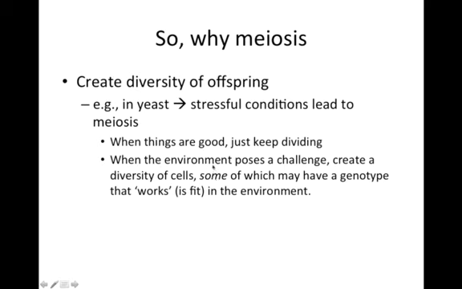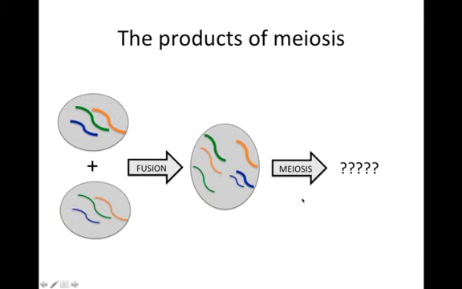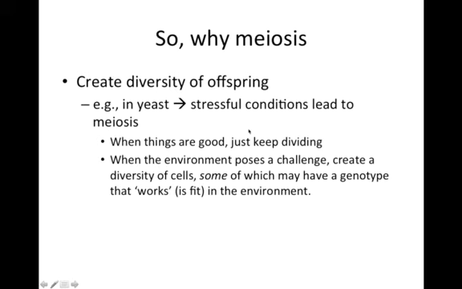But when some challenge has arisen, when there's some stress, when the environment is posing a challenge, then it might be a good strategy to try to create a diversity of cells, a diversity of offspring, in hopes that some of these offspring may have a genotype, a combination of genes, that is fit in this environment. So under these circumstances, it makes sense to do this recombination to create a diversity of progeny. So this all fits with our notion that the reason there's meiosis might be because it optimizes the fitness of all the descendants together by creating some which are very fit.